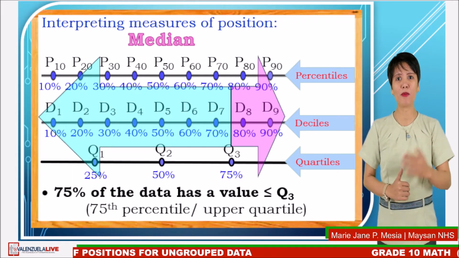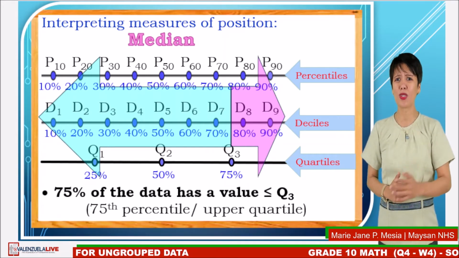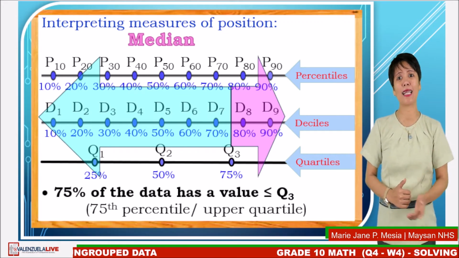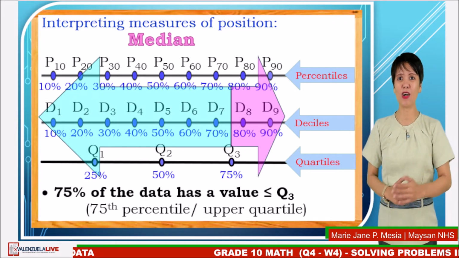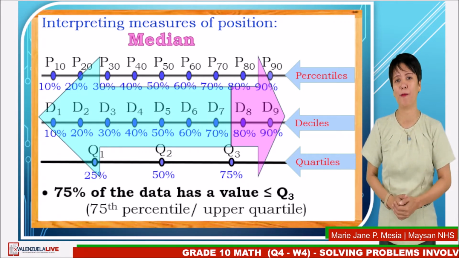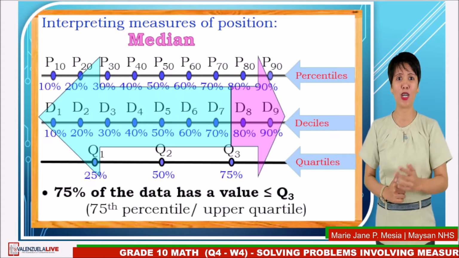Remember, the same concept of percentile for the percentage of the distribution will also apply for deciles and quartiles since they are related to each other based on the image presented earlier. Take note that there are different ways of calculating measures of position.